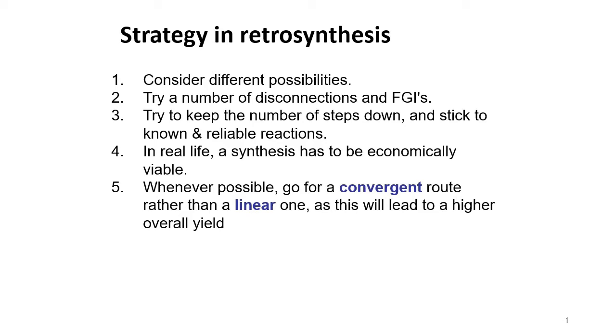In real life, a synthesis has to be economically viable, meaning that it has to be done in the cheapest way. The starting material must not be expensive, the steps must be reduced, and the conditions must be mild, in order to ensure efficiency in the synthesis and reduce the cost. Okay, strategy number 5 is whenever it is possible, we should go for a convergent route rather than a linear one, as this will lead to a higher overall yield.